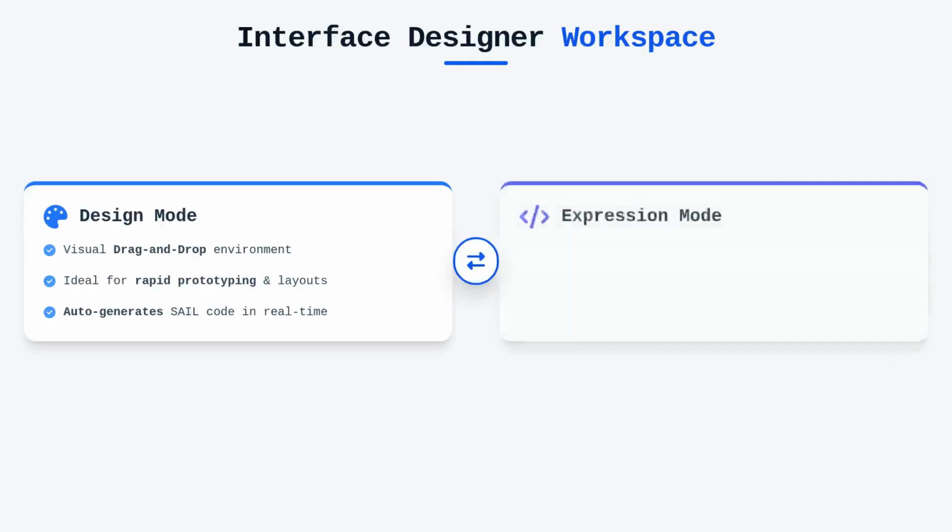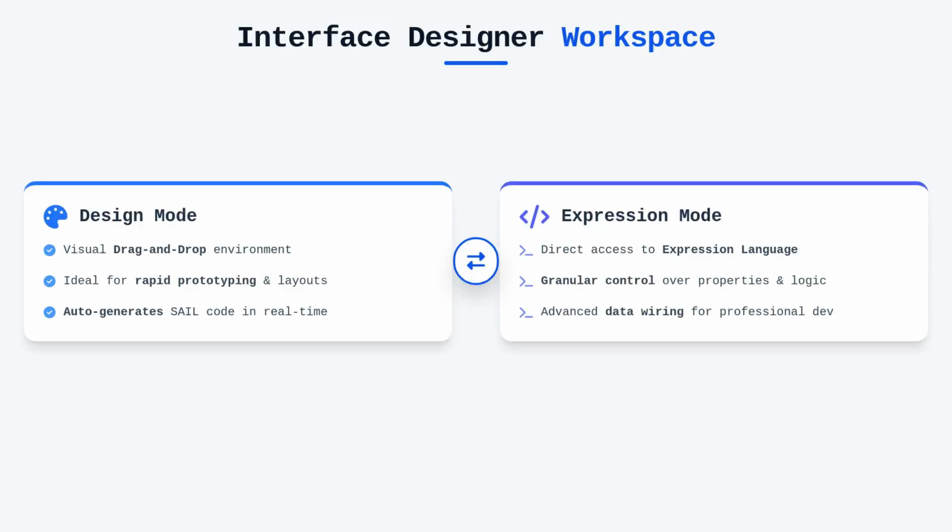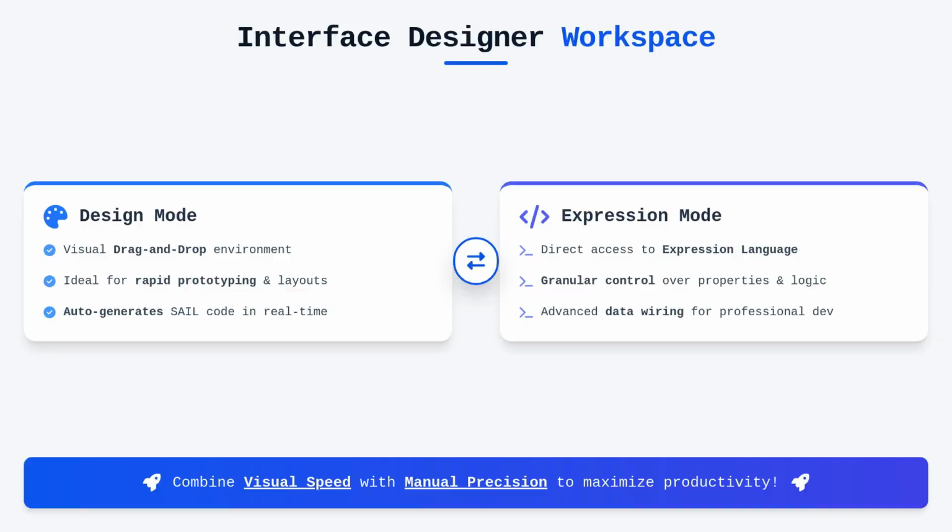On the other hand, the expression mode allows you to work directly with the underlying expression language, which is where you will spend most of your time as a professional developer. This mode provides granular control over object properties, conditional logic, and the wiring of data between your inputs and the rest of your application. Mastering the transition between these two modes significantly increases your productivity, as you can leverage the speed of visual layout while retaining the precision of manual expression writing.